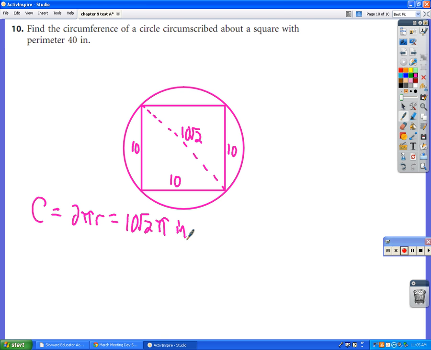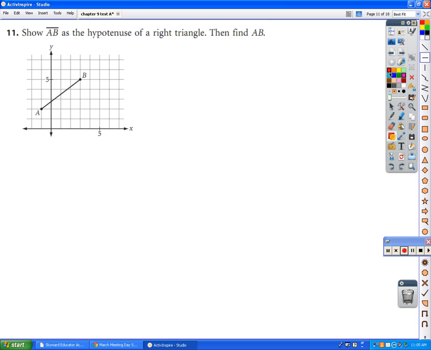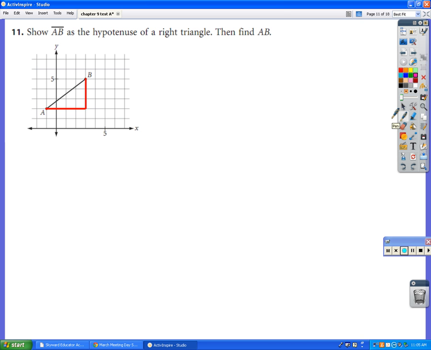Okay? I'm okay with that. Let's keep it that way. All right, number 11 should be so easy. Just make sure that you follow directions in case I'm feeling like being a jerk. It says, show AB as the hypotenuse of a right triangle. So I want you to actually draw that out. Then, what is the length of this leg right here? 4. What's the length of this leg right here? 3. So if you want to figure out what the hypotenuse is, 3 squared plus 4 squared equals 25. Or it's a Pythagorean triple, 3, 4, 5.